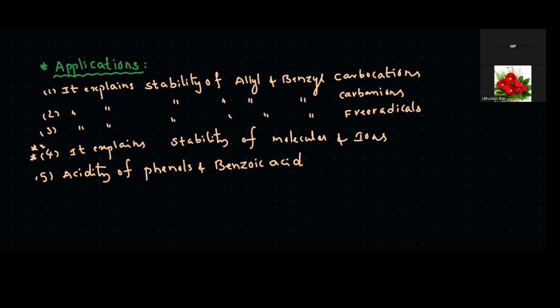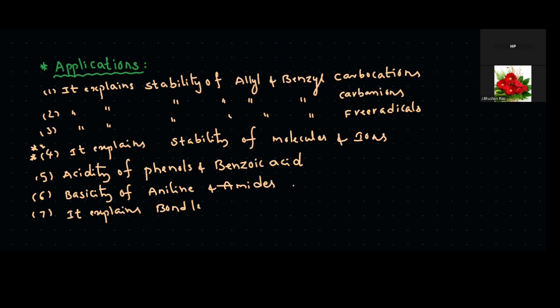Next, sixth application. It explains basicity of aniline. Aniline means aromatic amine, and amides. So these are the few important conditions. And another one also we will discuss in this seventh case. It explains bond lengths and dipole moment of the molecules. Okay, so these are the applications.